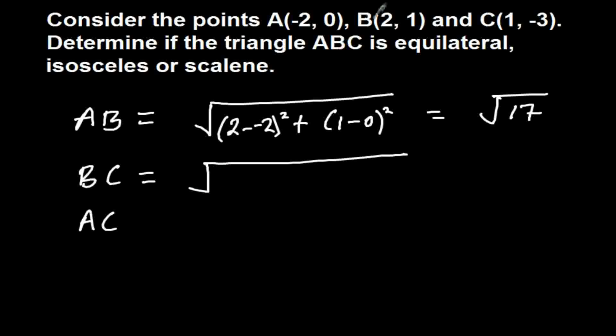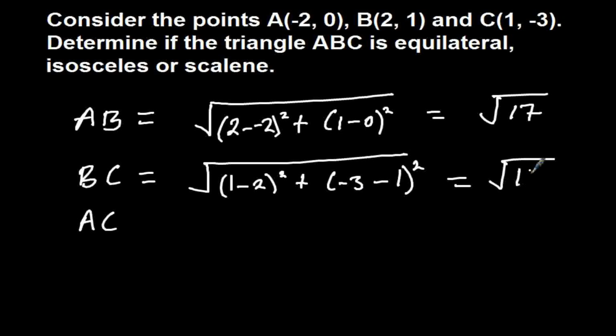Then to find BC, that will be (1 minus 2) squared plus (negative 3 minus 1) squared. 1 minus 2 is negative 1 squared, it is 1. And then this gives us a 4 squared, which is 16. It is also the square root of 17.